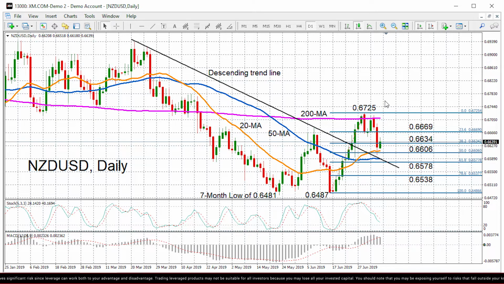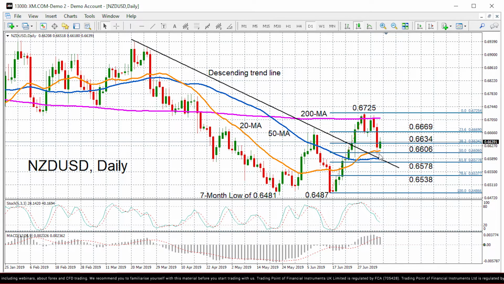At the moment, though, prices could potentially slip below the 50% Fibonacci at 0.6606. So that's a very important support level at the moment. It's also near the 20-day moving average. So if we do see a further deterioration in the near-term bias, that breach is possible, and then we could see prices heading towards that descending trend line.